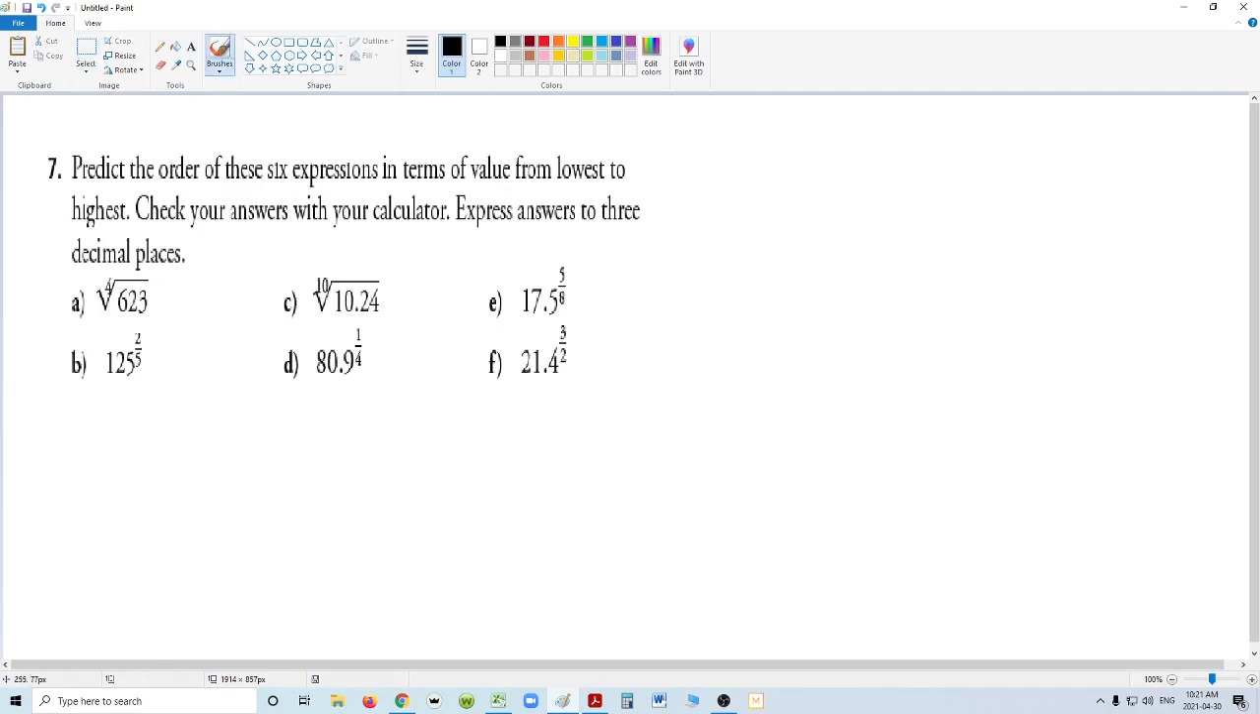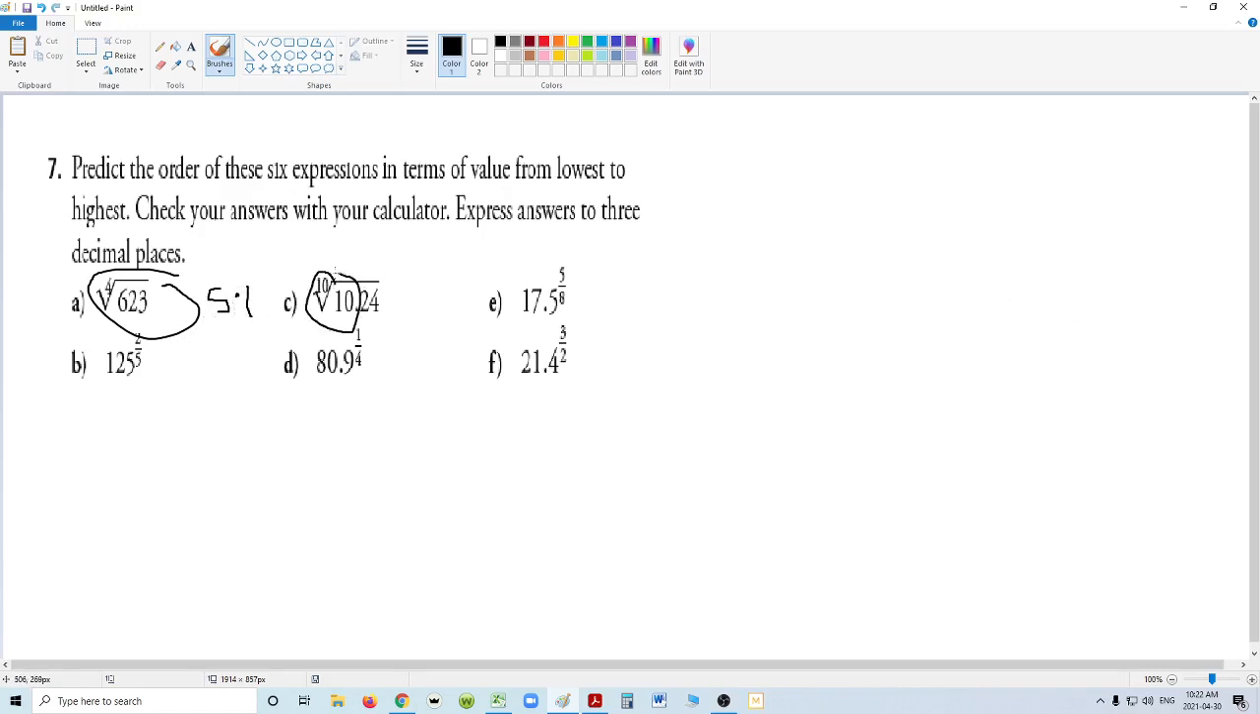Predict the order of these 6 expressions in terms of value from lowest to highest. We'll have the 4th root of that. Let's say we'll work with 600. 10 times 5 times 5 times 5. That's around 5, because 5 times 5 is 25, times 5 is 125, and times 5 would be 625. So 5.5 around. Yeah, it's around 5 point something.